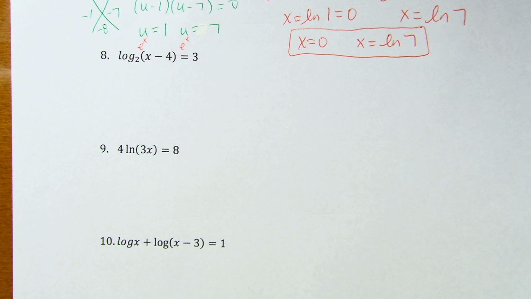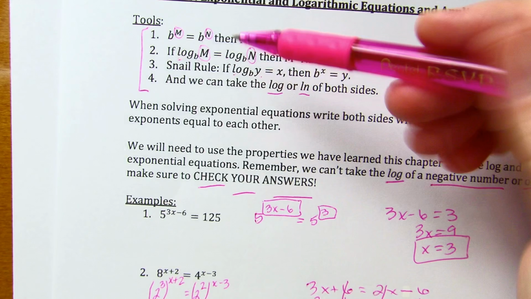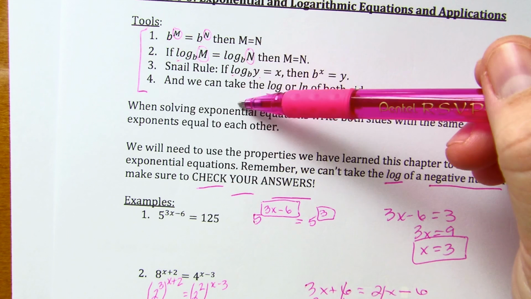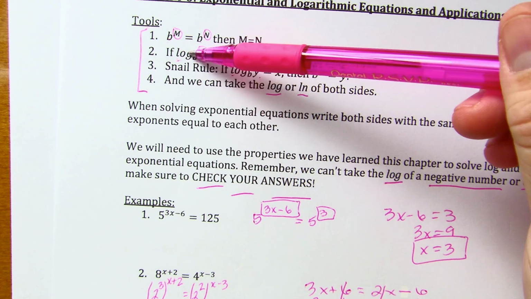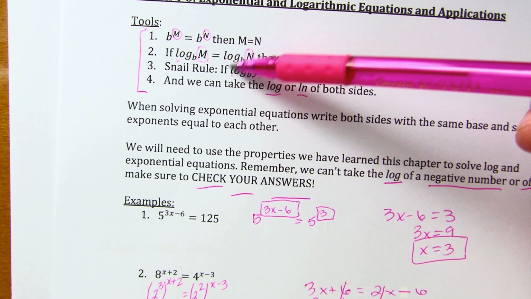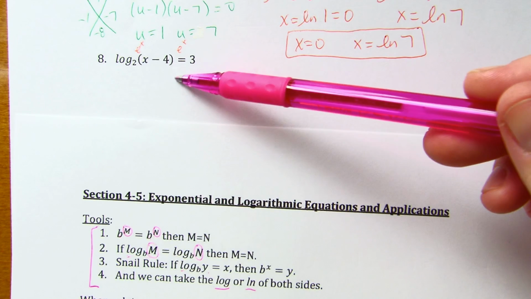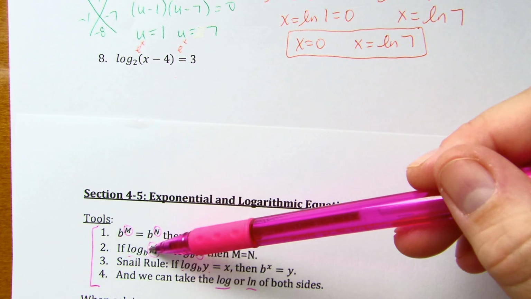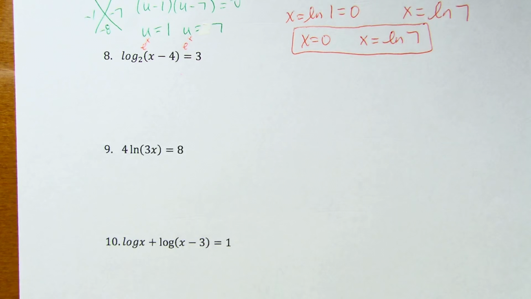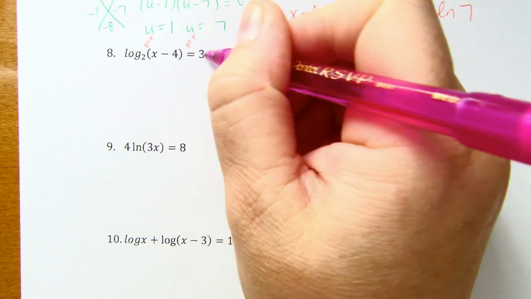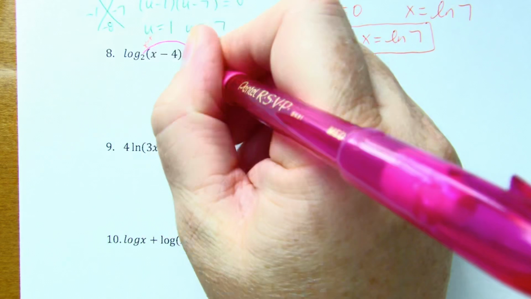Now, looking back at the previous page, and what options we have here. Here it's if I have a log on each side. Here is if I have a log on one side and something else on the other. And so this example looks more like that. This one looks more like using the Snail Rule. So I have one logarithm equals a number. I can use the Snail Rule here.